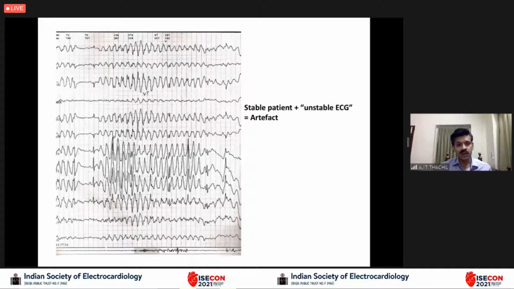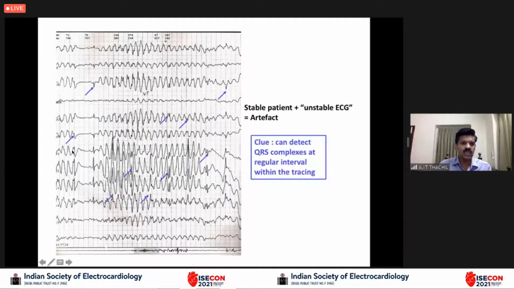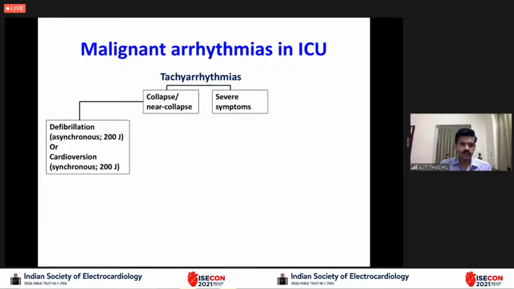The situation where you really have to think, it comes back to what I told. Treat the patient and not the ECG. The patient looks stable, but the ECG looks like this. This is not ventricular fibrillation. This is not polymorphic VT. No patient can be stable with this ECG. So if you have a stable patient, but the ECG looks rather unstable, it is an artifact. The clue is that if you look very closely, you will be able to pick up these QRS complexes at regular intervals within that unstable looking ECG tracing.